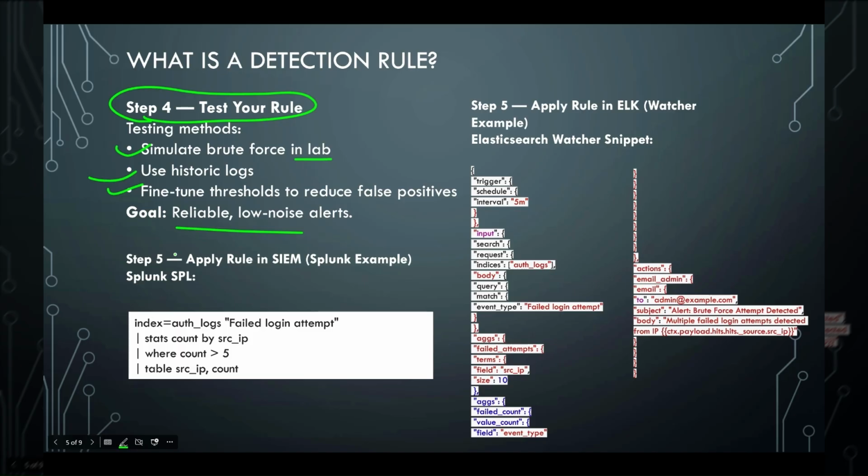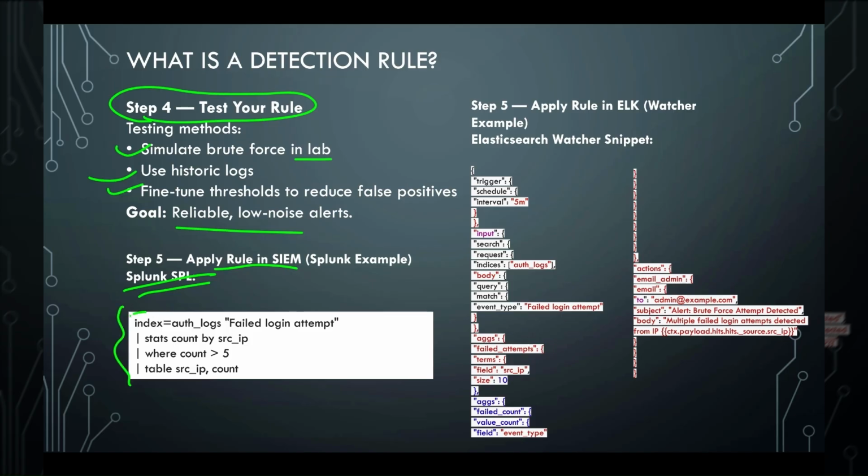Then we have step number 5 here, apply the detection rule in your SIEM. Once you have created and tested your rule, it is time to apply it in your security information and event management tool like Sentinel, QRadar, Splunk, etc. So here is how you would do this. For example, we are going to take the SPL query, which is a Splunk query. In Splunk, you would create a saved search like this.